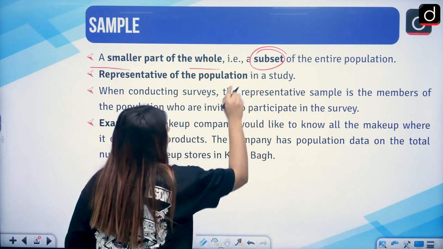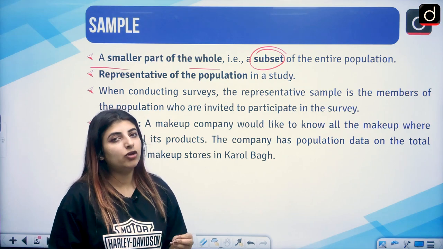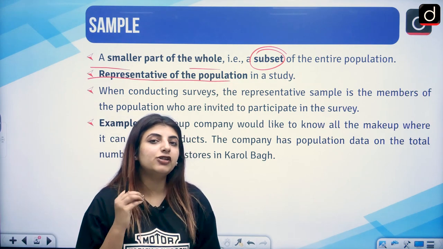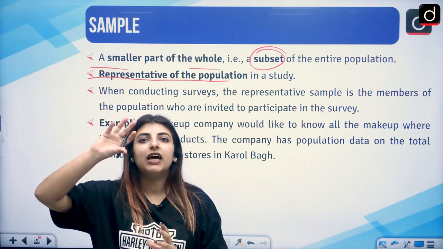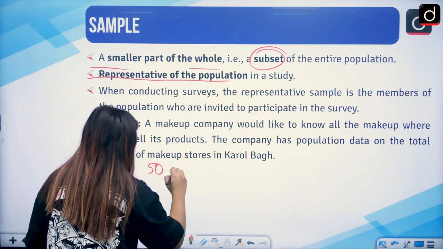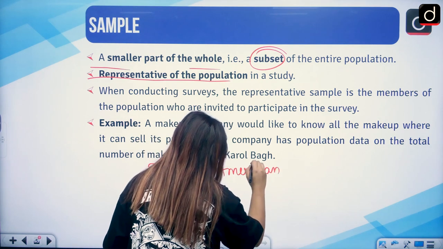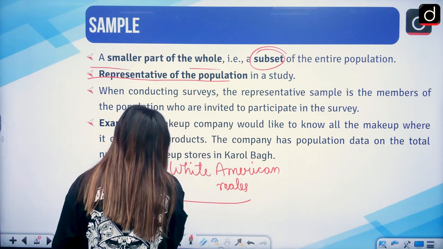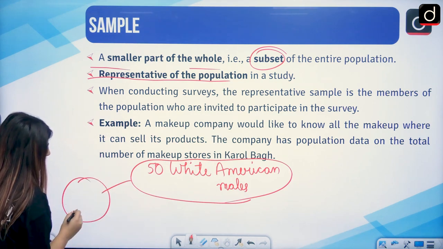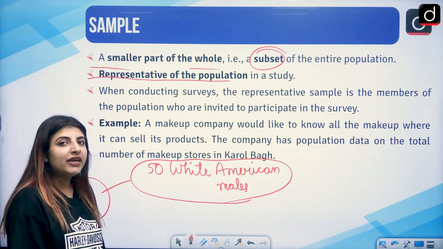A subset of the entire population, which means it comes under the population and will, of course, be small in number compared to the population. It is representative of the population. Why is it representative? Because it has the same traits which are there in the population. If I say I want to conduct my research on 50 white American males, right? This is the population that I have. Now, when I draw a sample out of it, let's say I draw a sample of 20 white American males, what will I be doing here?